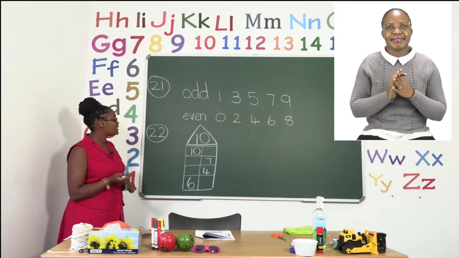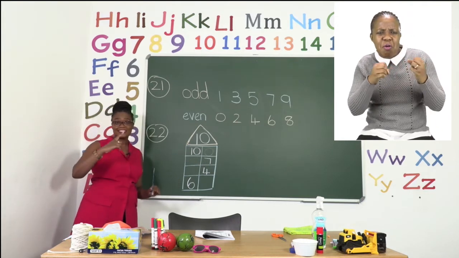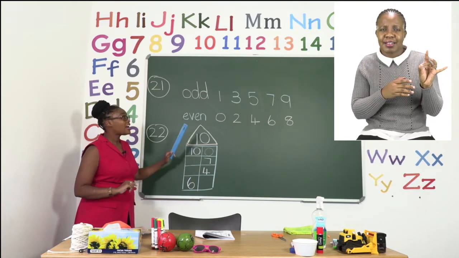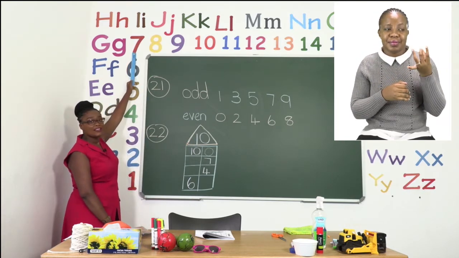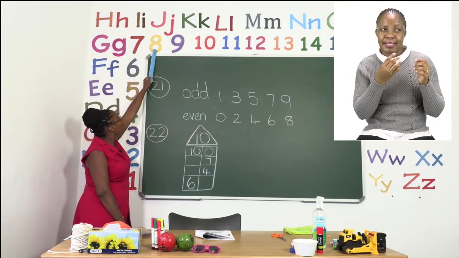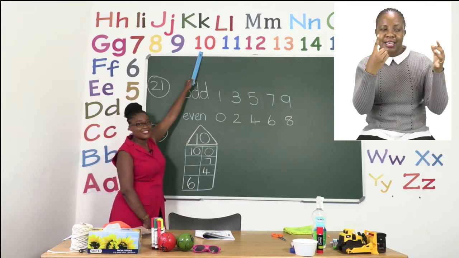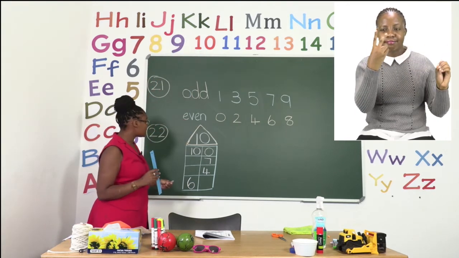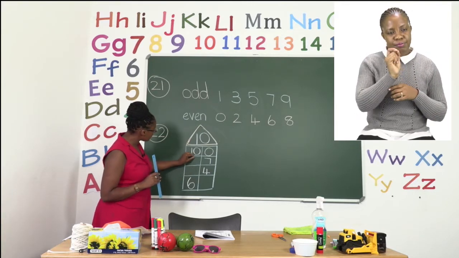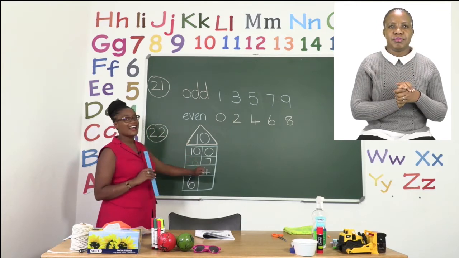The next one has a 7. So we're going to start counting from the next number to 7 so that we can get to 10. Our 7 is here. So let us start counting. Let's go. 1, 2, 3. So we know that in order for us to build this brick, we need to put a 3. And now that part of our house is done.